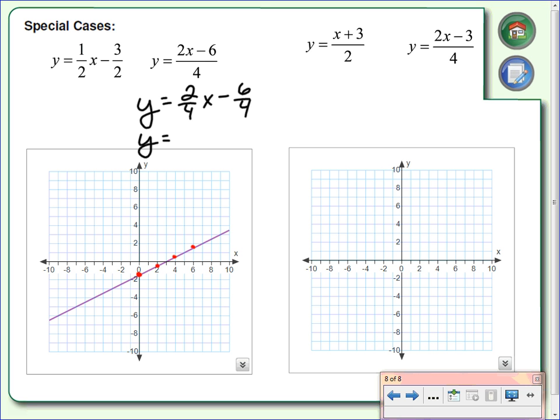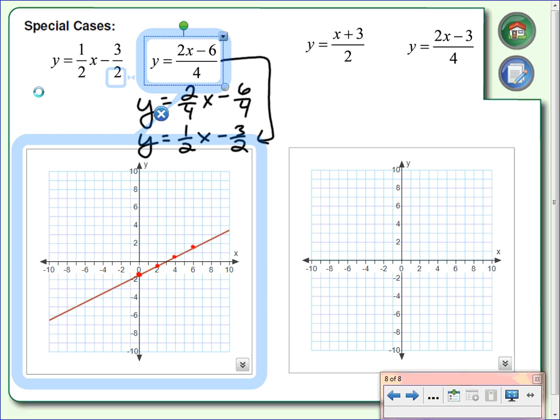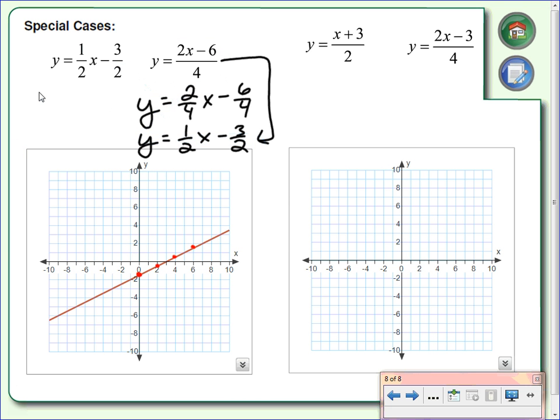If I do that, 2 over 4 reduces to 1/2. 6 over 4 reduces to 3 over 2. So I went from this one to this one. I didn't like the way that one worked. So what is the graph going to look like? Well, let me go ahead and do that and see what the graph looks like. And there it is. There's my new graph.